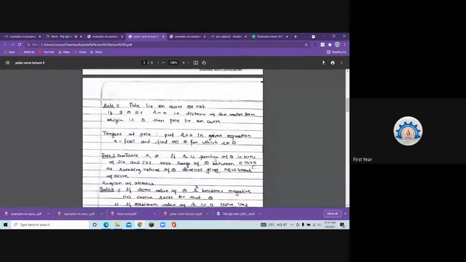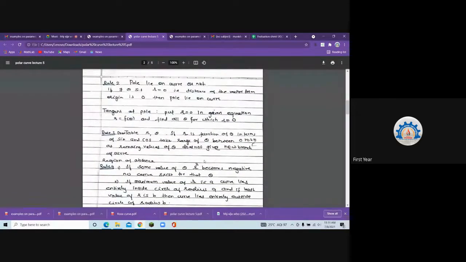Now next, let us go to the point pole. What do you mean by pole? Origin. So when will the origin lie on the curve? Here it is not (0, 0). The distance of the radius vector should be 0 for some theta. Are you getting it?